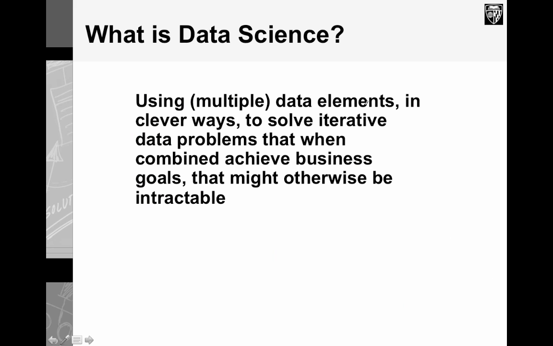That leads to this new field of data science. What is data science? Data science is using multiple data elements, which means different data sets, in clever ways. You kind of pull information out of it, organize the data differently to solve iterative data problems that when combined achieve business goals that might otherwise be intractable. So data scientists are engineers that are able to look at the data, process the data, combine different data sets in order to give organizations insight as to what they should really be doing.